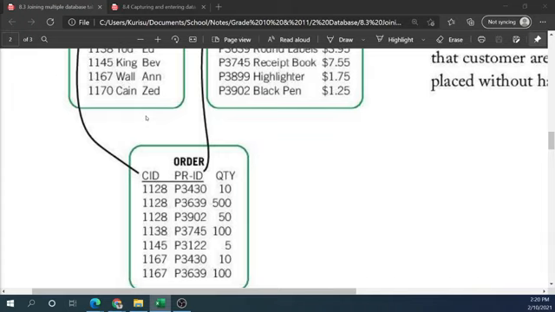CID. Yes, sir. Final answer? Sir, I think CID and PRID. Why the two of them? Sir. So because it both represents something unique, like unique. Yes, why are we using both CID and PRID?